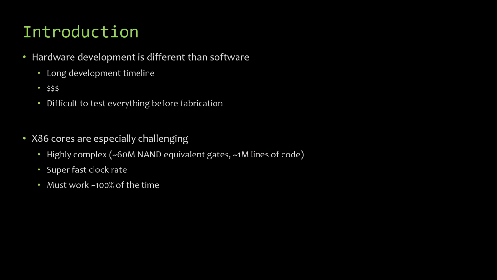x86 CPUs are especially challenging, in part because of the complexity. A modern high-performance chip can easily be around 60 million NAND gates, and the RTL code, as it's called, which is typically in a language like Verilog or VHDL, can easily reach 1 million lines. x86 cores also run just ridiculously fast. It's almost hard to fathom: a 3 gigahertz CPU runs at 3 billion cycles a second. That's very difficult, and we'll see how that plays in a minute.